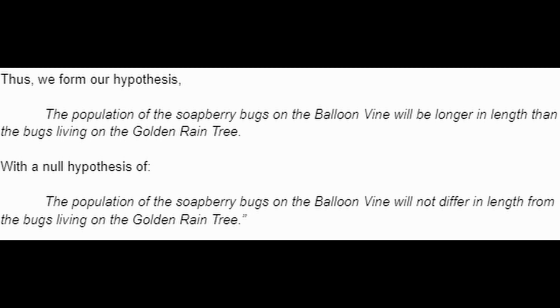Thus, we form our hypothesis. The population of the soapberry bugs on the balloon vine will be longer in length than the bugs living on the golden rain tree, with a null hypothesis of the population of the soapberry bugs on the balloon vine will not differ in length from the bugs living on the golden rain tree.